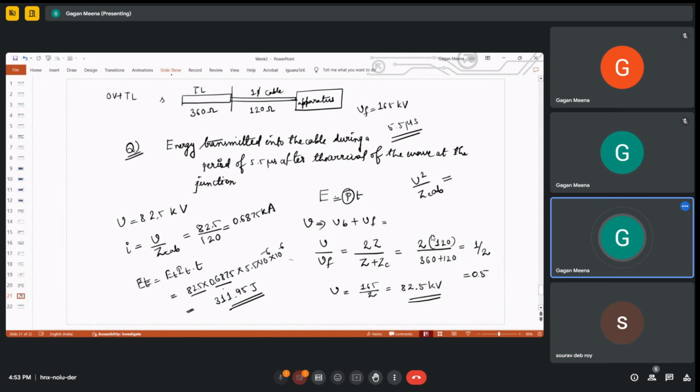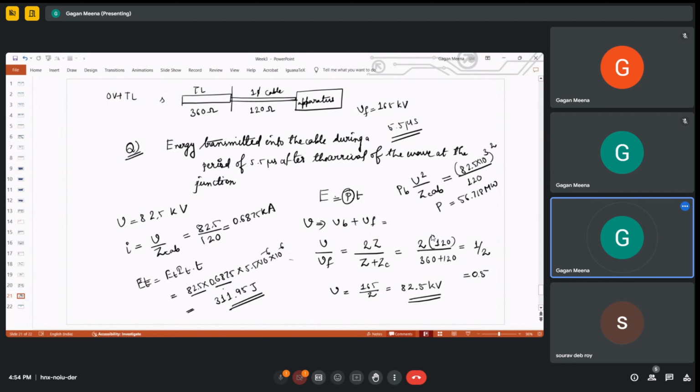It should also come by using V square by Z cable. There is some mistake which I have made. 82.5 times 10 to the power 3, squared, divided by Z cable. How much is this? 82.5 into 10 power 3 square divided by 120. Yeah, correct. I made a mistake. So it comes out to be 56.718 megawatts. Now this is power.